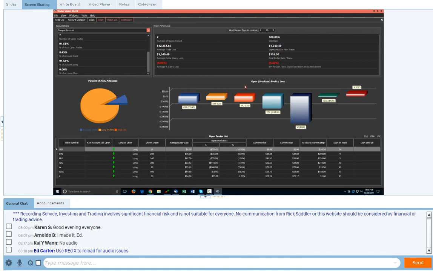Each of the trades is then shown to you graphically as well as in details. You'll be able to click on any of these open trades and open up the trade plan as well.